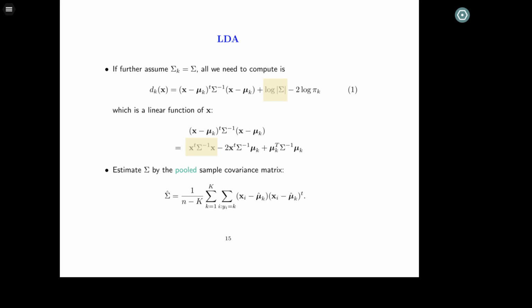In practice, we can estimate the common covariance matrix sigma by the so-called pooled sample covariance matrix. It involves a double summation. The inside summation is the contribution of the covariance for each of the small k groups, and then because we assume the covariance matrix is the same, the outside summation just aggregates the within-class covariance. We sum them all together across all the k groups, and then do a proper normalization, 1 over n minus k, and that's our estimate for sigma.